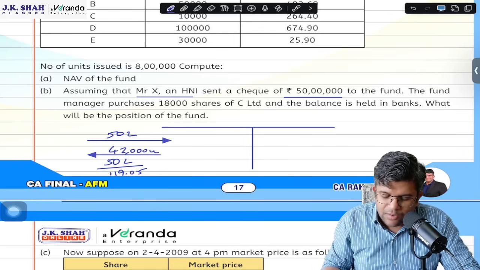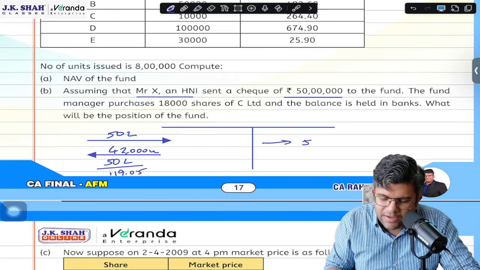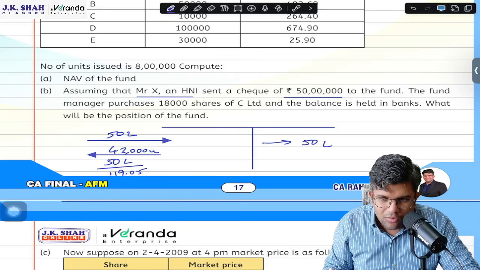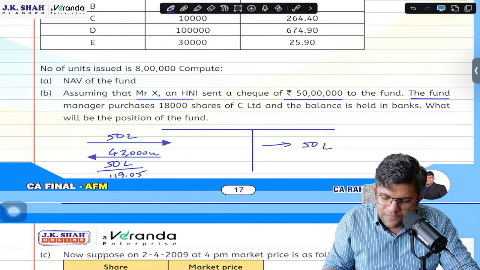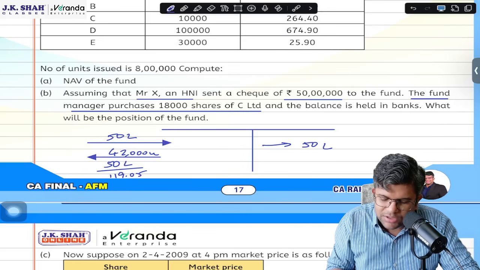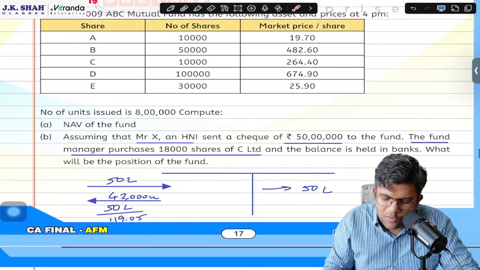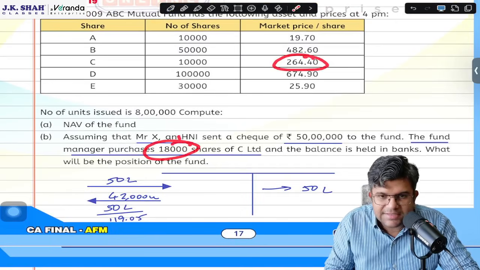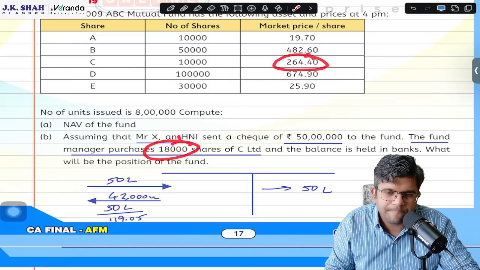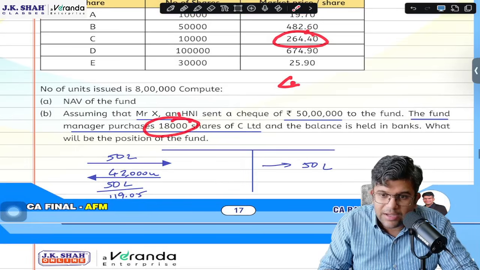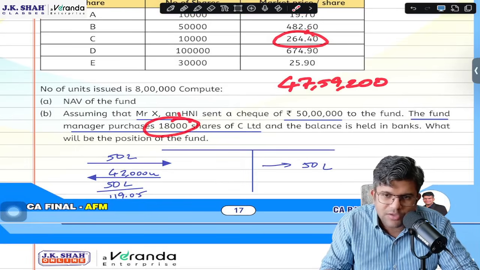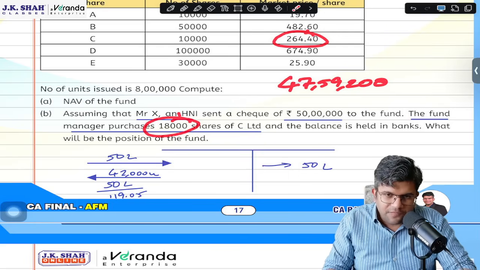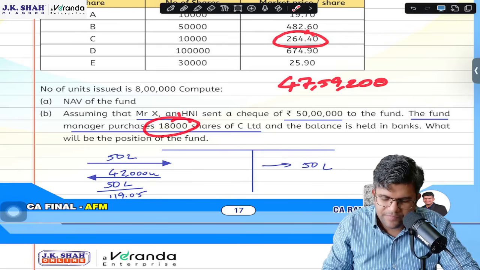Now his 50 lakh will, can I say, add on to the fund? Now, where does it go? The fund manager purchases 18,000 shares of C. Can you tell me how much money will be required to do this? Exact number, please. For 18,000 shares of C, if you are purchasing, can I say 40? How much? 47,59,200 rupees out of 50 lakh will be used to purchase C. How much is balance, please?